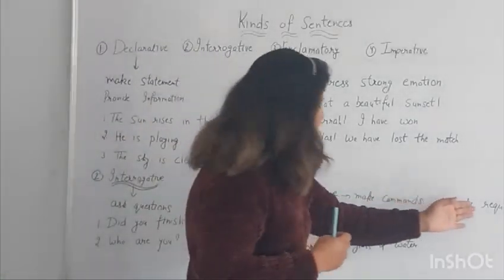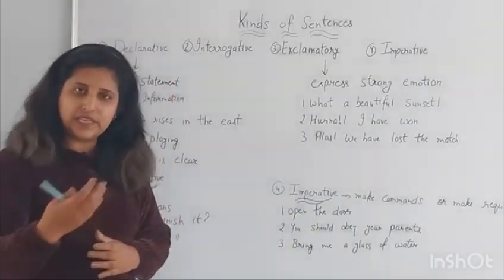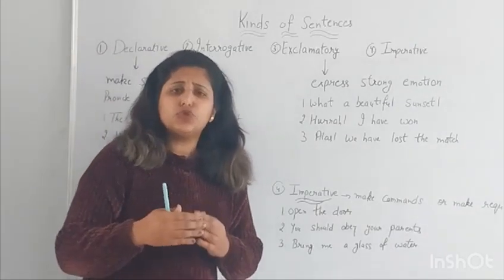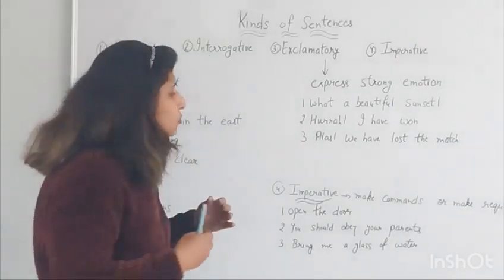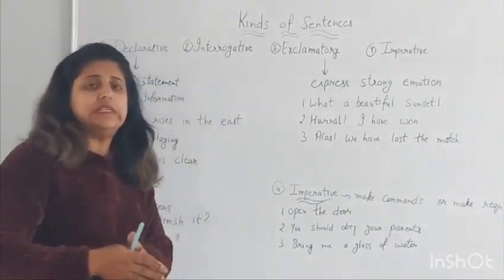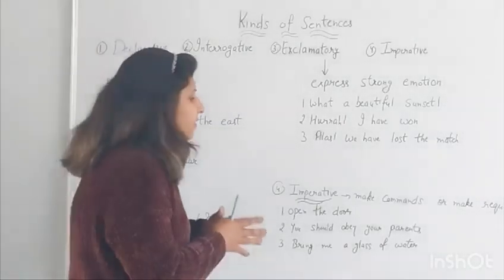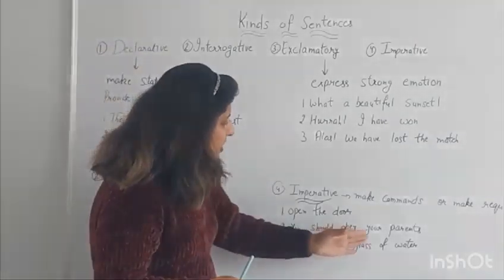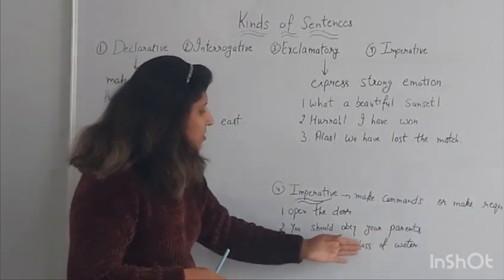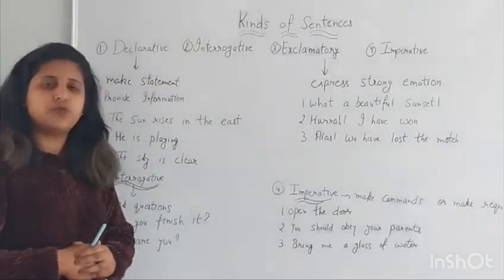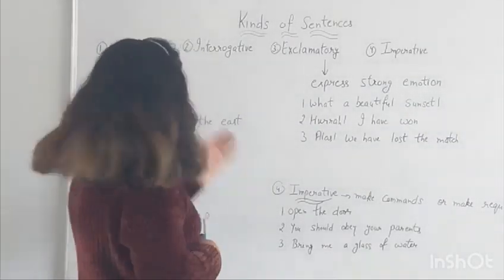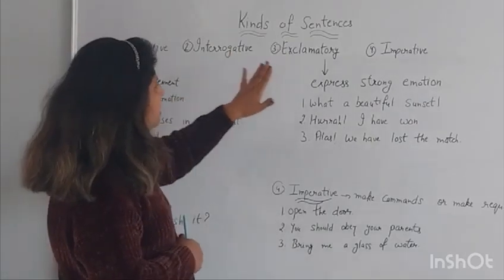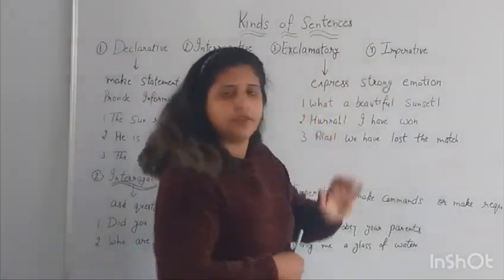Now in making a request we can say, please give me a glass of water, and in a suggestion we can say, you should obey your parents, you should do this. In these sentences we are just requesting someone that he or she should do something. You should obey your parents, bring me a glass of water. Now I hope the students can easily differentiate between these four kinds of sentences: declarative, interrogative, exclamatory, and imperative. That's all.